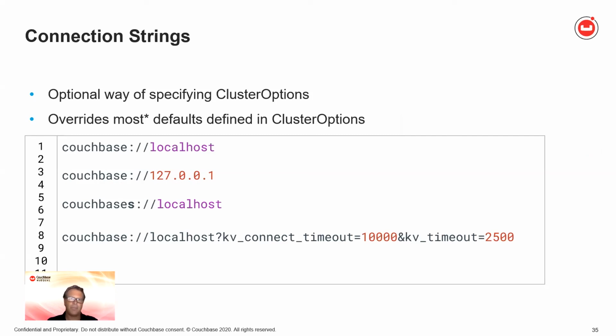On line 8, we have a little more advanced, a little more complex example that has what looks like query string parameters. Each of these parameters after the question mark are going to be assigned to a property on ClusterOptions. So for example, kv_connect_timeout is directly associated with a property called KvConnectTimeout on the ClusterOptions object. And similarly, kv_timeout will be assigned to ClusterOptions.KvTimeout.